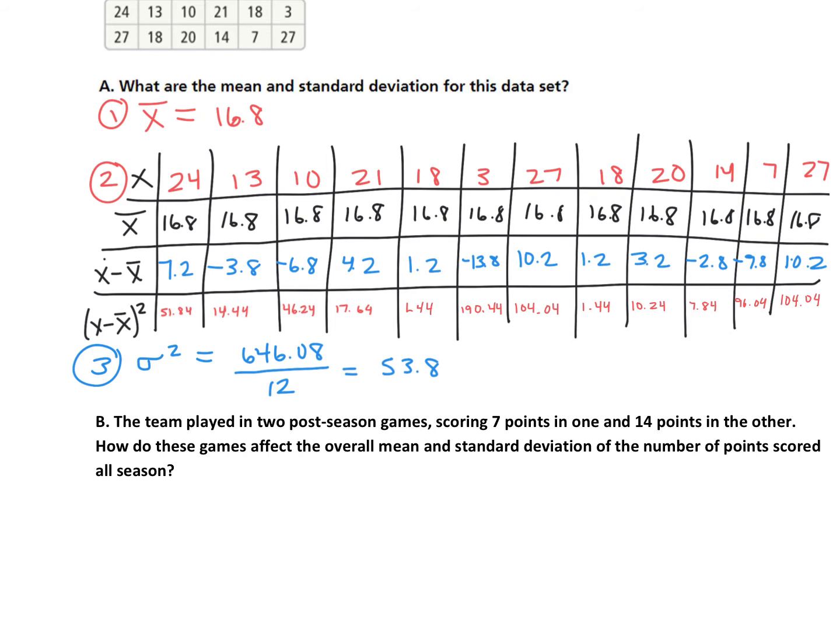And so our last step, to find the standard deviation, we just square root that 53.8, and we're going to get a standard deviation of about 7.3. So our mean was 16.8, standard deviation was 7.3.